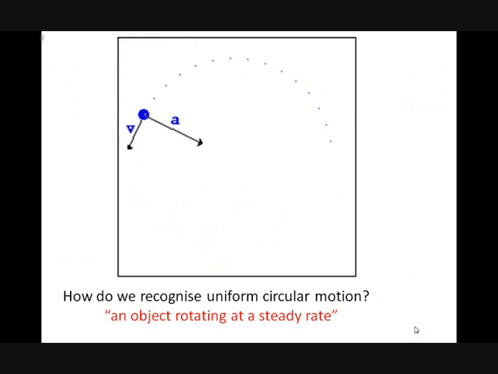So what is circular motion? How do you recognise it? It's not particularly difficult to understand. This is circular motion. It's when something's moving in a circle. Uniform circular motion is when the object moving in a circle is moving at a steady rate. Now we need to talk a little bit about speed. What do we mean by speed when I say a steady rate?